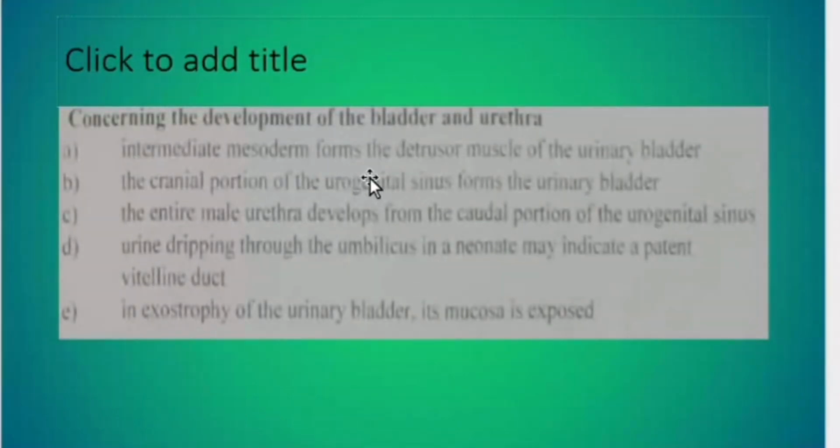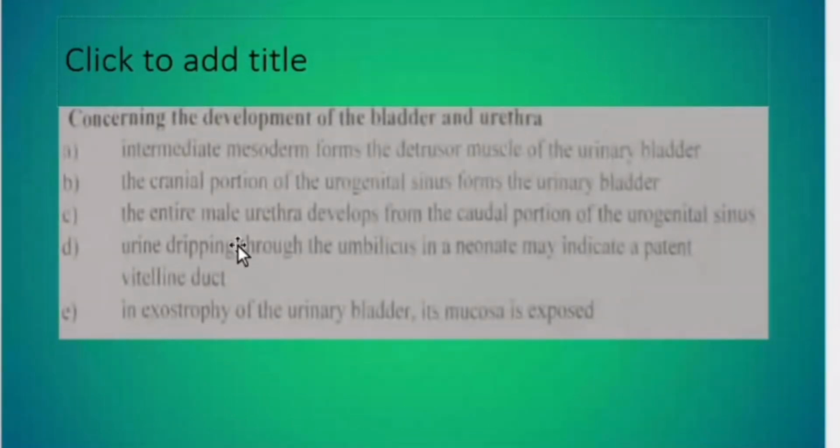Concerning development of the bladder and the urethra, intermediate mesoderm forms the detrusor muscle of the bladder. I think I actually answered this question already. False. This is not it. Remember, I said splanchnic mesoderm surrounds the cloaca, and muscles around the cloaca are going to be coming from your splanchnic mesoderm, right? So lastly, the cranial portion of your urogenital sinus forms your urinary bladder. Yes, we said this is true.